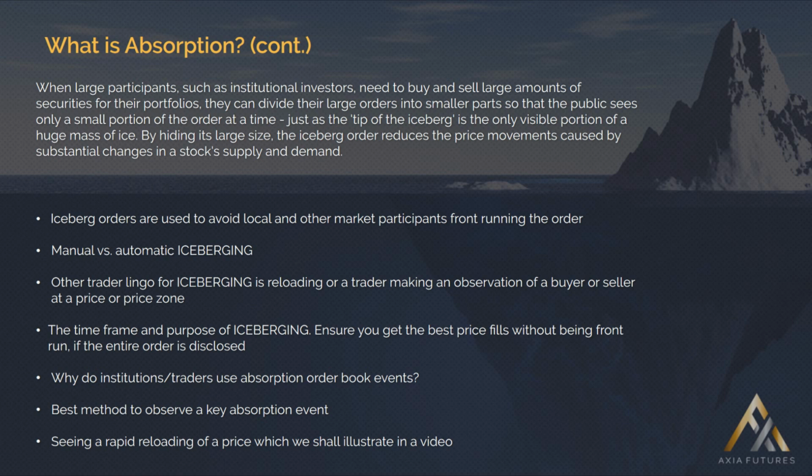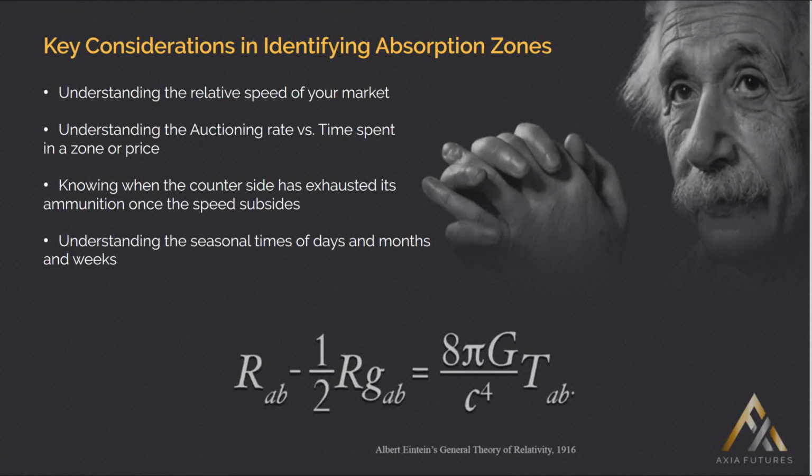So effectively, why do institution traders use absorption order book events? It's the best method to observe a key absorption event. So really critical to understanding what is an iceberg, what is an absorption, what does reloading look like, and what environmental conditions you really want to observe these patterns. And when you're seeing a rapid reloading of a price, which we shall illustrate in a video in the next couple of slides. Let's look at key considerations in identifying absorption zones.